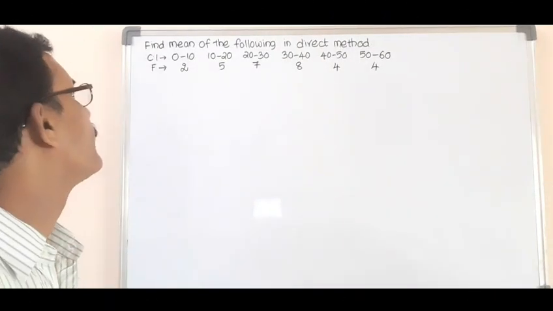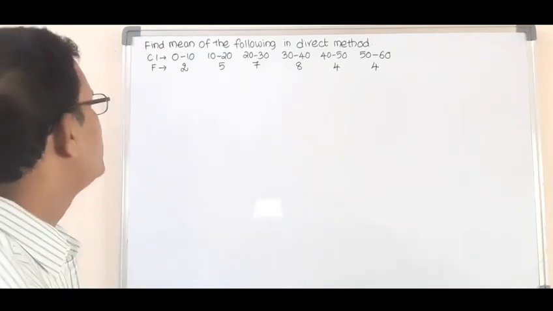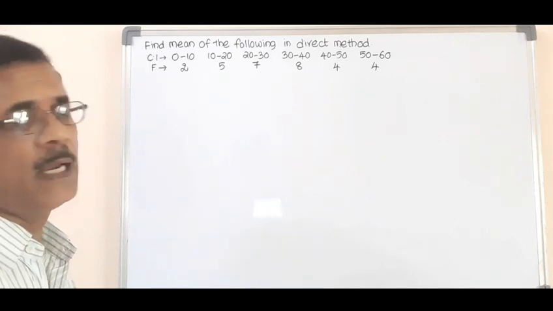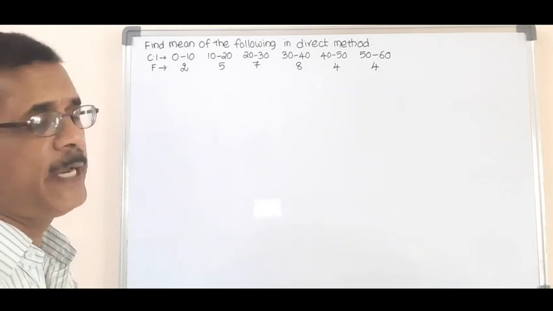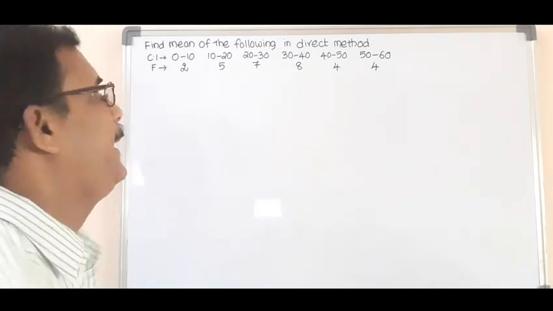Now find mean of the following in direct method. Class interval 0 to 10, 10 to 20, 20 to 30, 30 to 40, 40 to 50 and 50 to 60. Frequency 2, 5, 7, 8, 4 and 4. Let us find its mean in direct method.